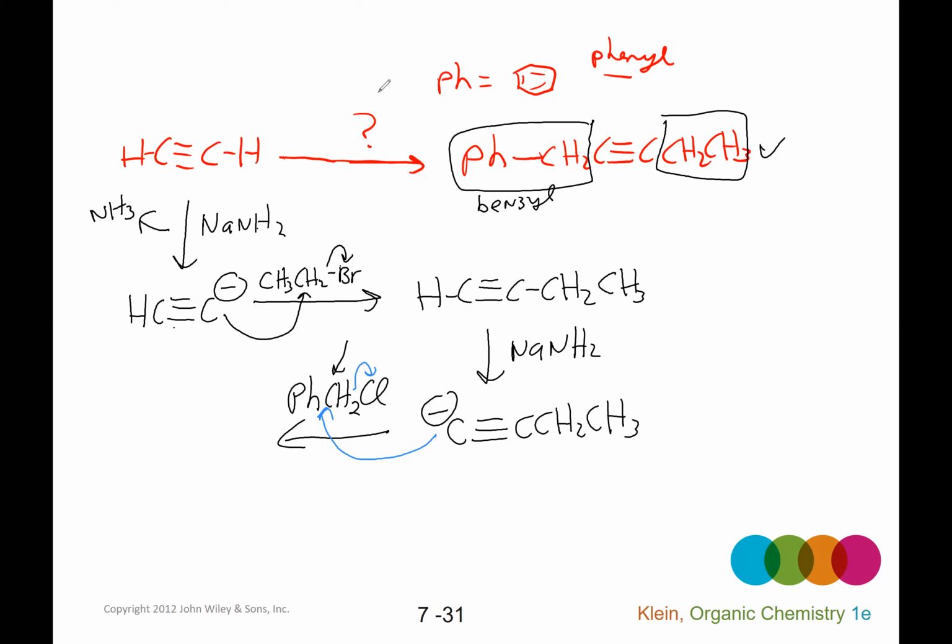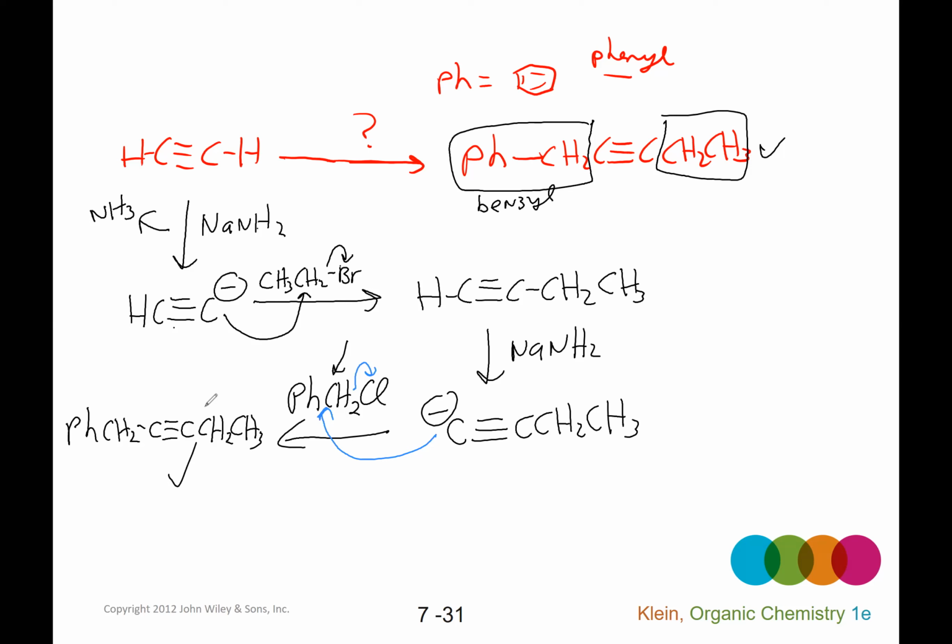And now we have the benzyl group attached to the triple bond, and we already had attached the ethyl group. So that's the molecule, okay? So two successive alkylations, adding alkyl groups, okay? Any questions about that, all right?